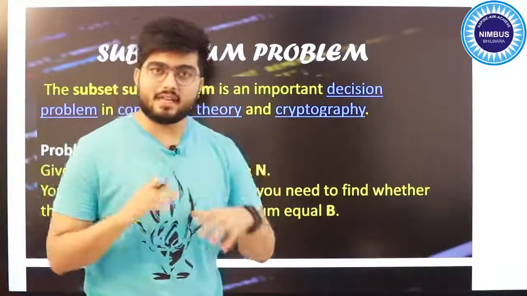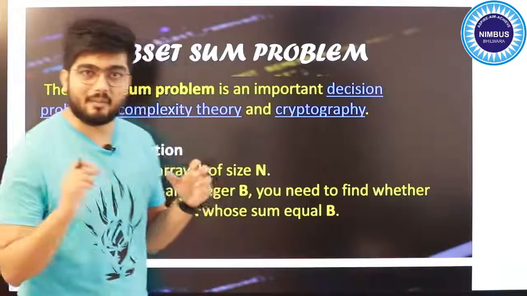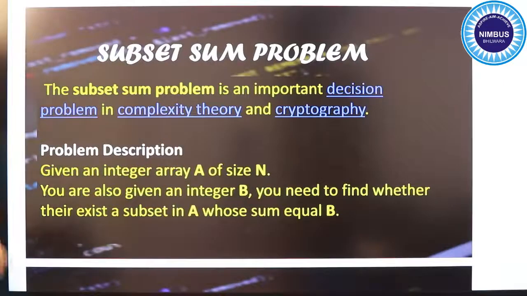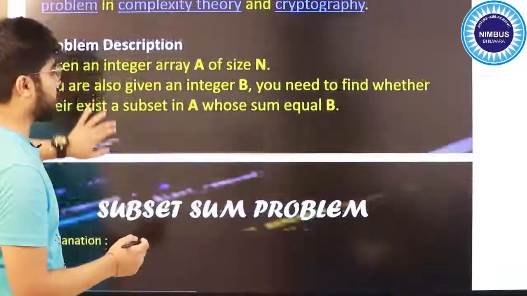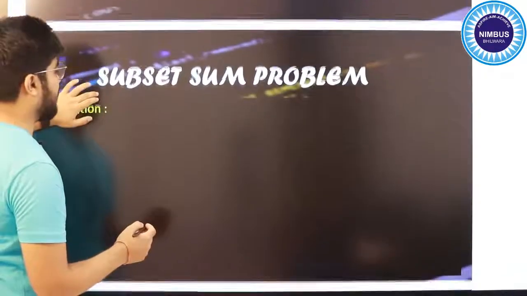चलो थोड़ा एप्लीकेशन पता पड़ गया तो एक बार प्रॉब्लम स्टेटमेंट भी आगे पढ़ ही लेते हैं. So given an integer array A of size n, you're also given an integer B. You need to find whether there exists a subset in A whose sum equals B. अच्छा, बहुत ही straightforward question है. So let's take an example.